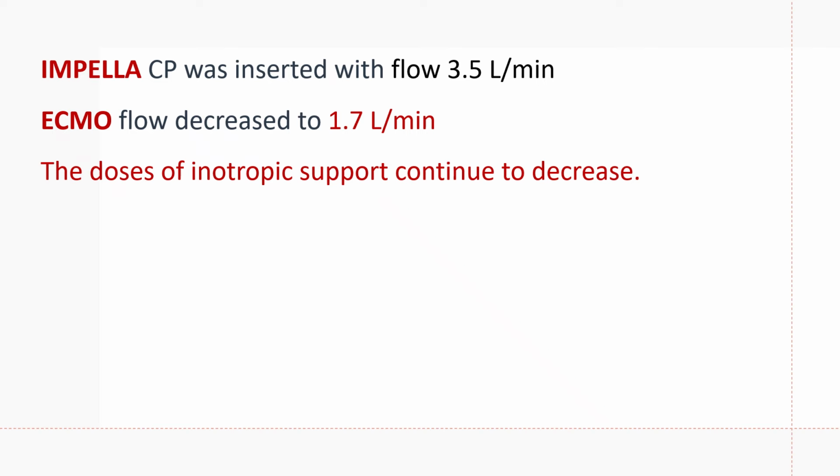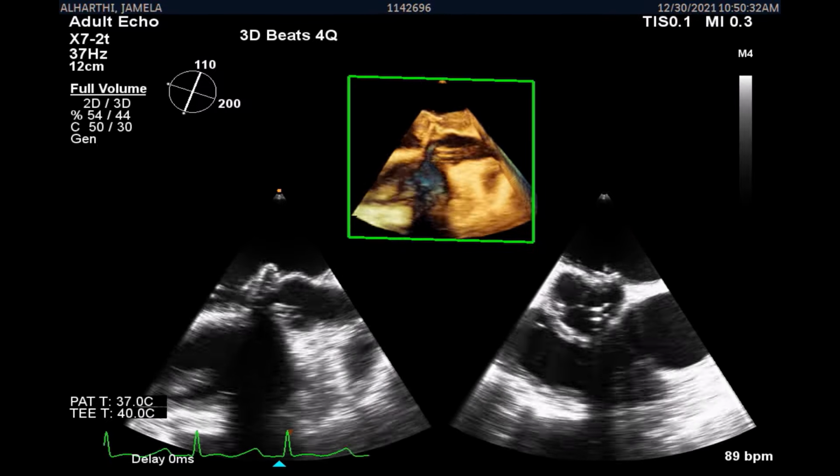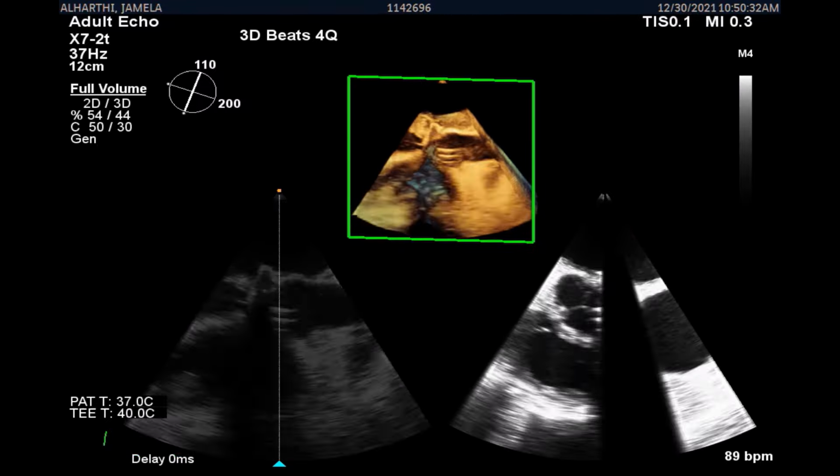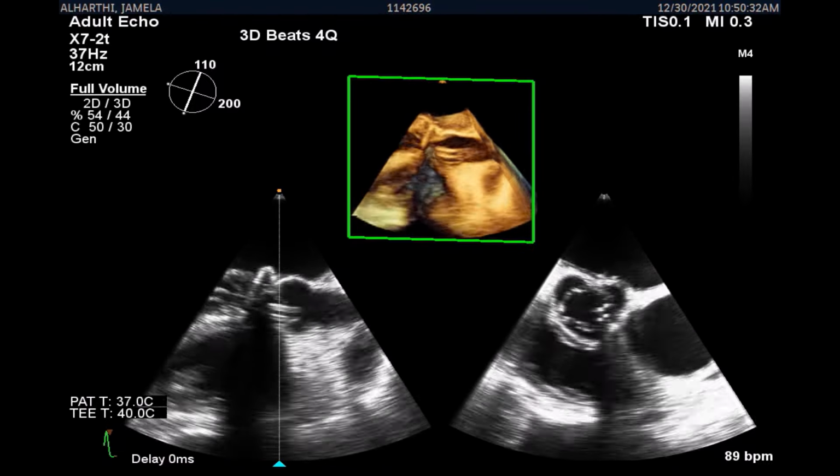After inserting Impella, we gradually decreased ECMO to 1.7 liters per minute, and the inotropic dose continued to decrease until we got off inotropic support. This echo shows aortic valve opening; it wasn't opening before inserting Impella. And this is how the Impella appeared in the echo.